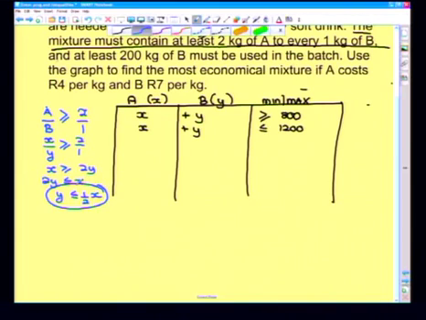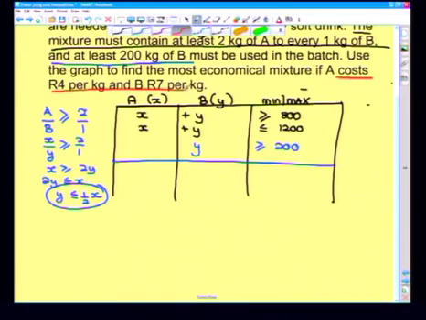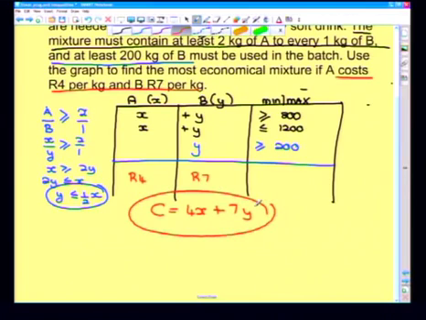Okay, and then it says there must be at least 200 kilograms of B in the batch. So Y must be more than 200. Okay, now what is this last thing here? This last thing here is the thing we're probably going to maximize or minimize. They want to know the most economical mixture if A costs 4 Rand per kilo and B costs 7 Rand per kilo. So the cost would be 4X plus 7Y. Okay, so that's for later. Certainly we're going to first draw the graph and then we're going to only come to this.